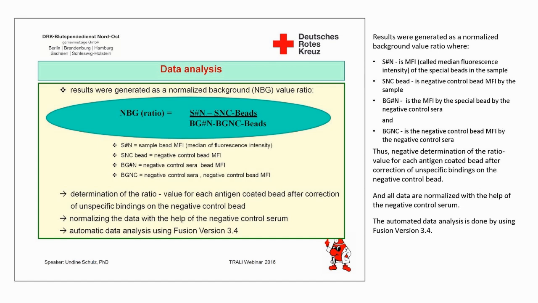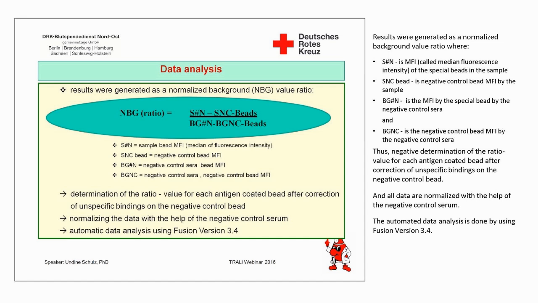Results were generated with a normalized background value ratio, where S(n) is the MFI, the median fluorescent intensity, of the specific bead in the sample. S(NC) is the negative control bead MFI in the sample. BG(n) is the MFI of the specific bead in the negative control sera. And BG(NC) is the negative control bead MFI in the negative control sera.